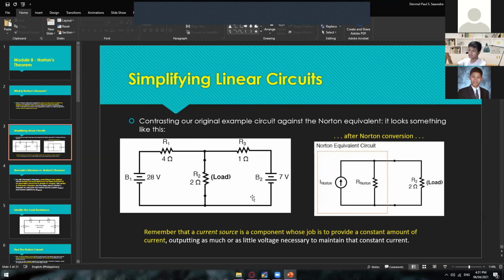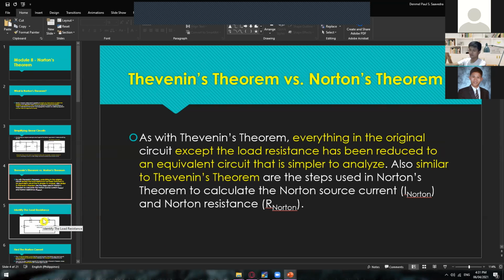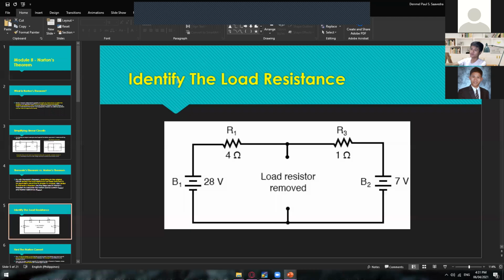Okay, if you guys can still recall, we have 4 steps or 3 steps for us to be able to have this kind of circuit. So the first thing that you need to do is get the I source or I current. And then the next one is the R Norton or the Norton's resistance. So how are we going to come up with that one? Again, similar with Thevenin's theorem, we have to identify where the load is and then remove that load resistor. So the first step in Norton's and Thevenin's are the same.